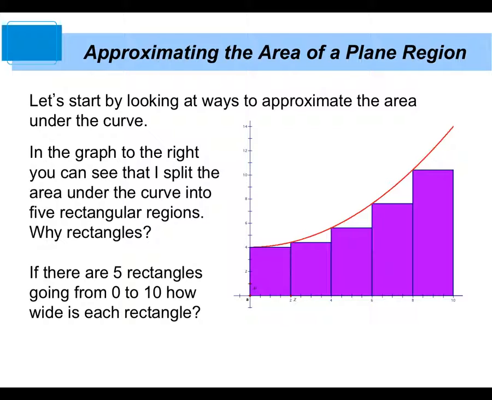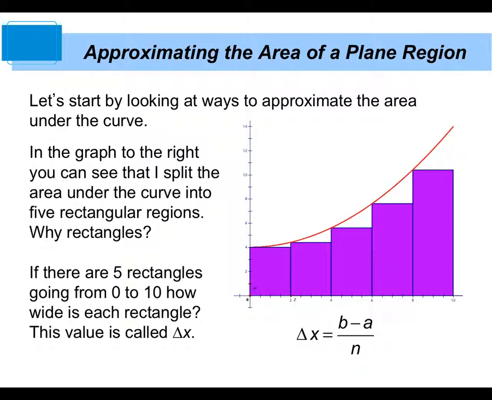So we need a formula. By the way, the width of these rectangles is called delta x, change in x. We need a nice formula to find the width of each of those rectangles, and so we get this little guy: b minus a divided by n. B is your ending point, a is your starting point, n is the number of rectangles that you need.